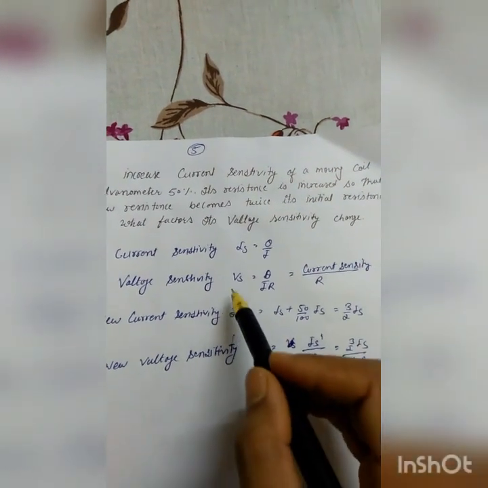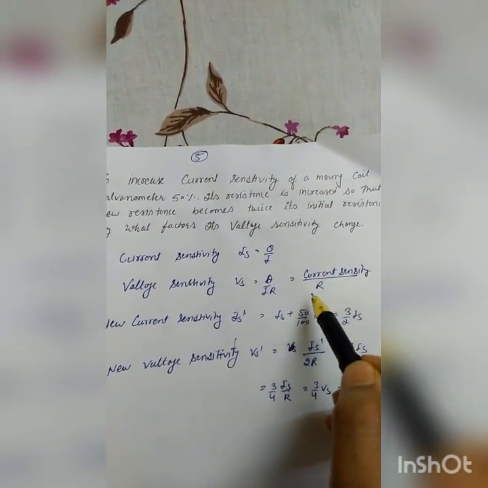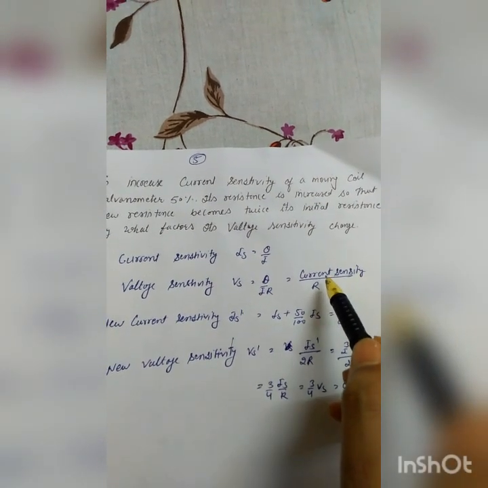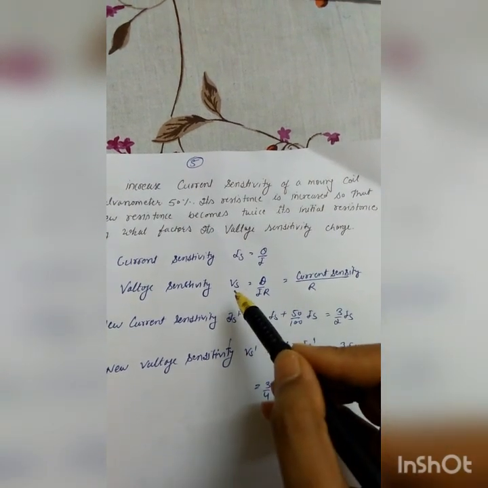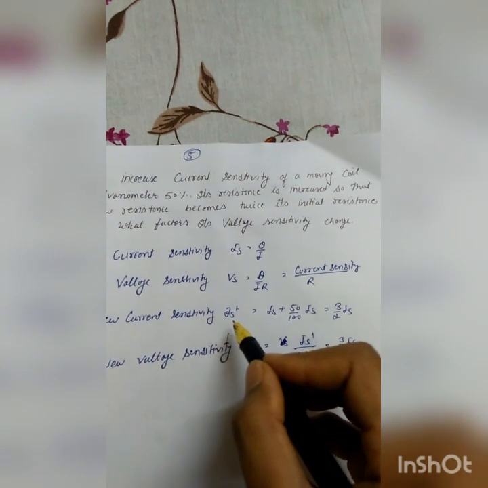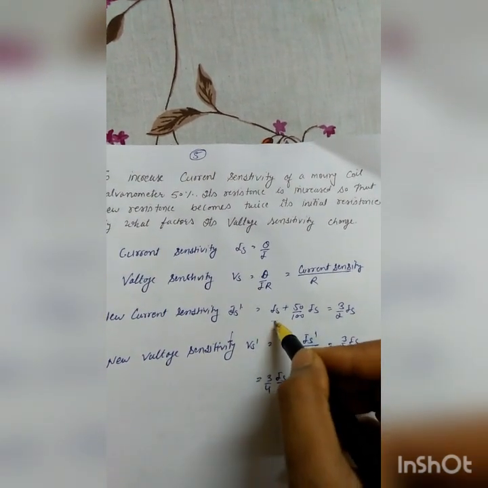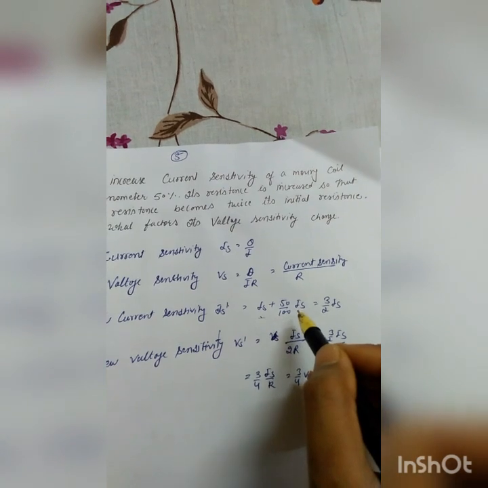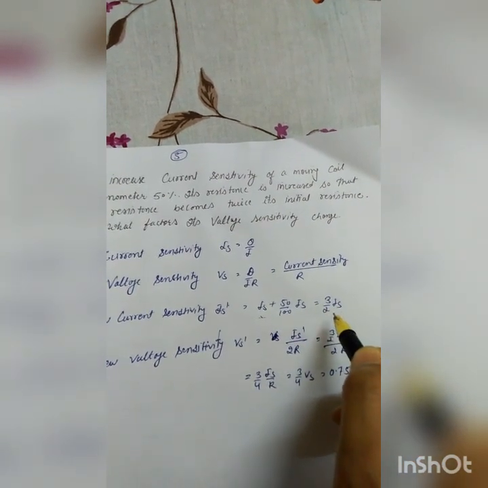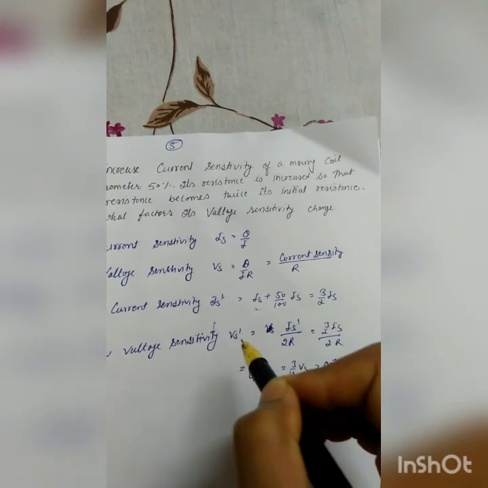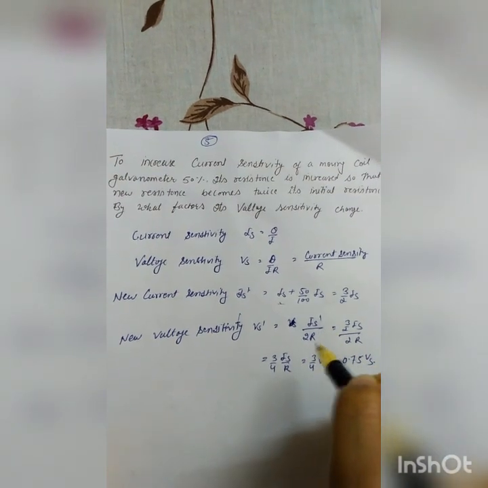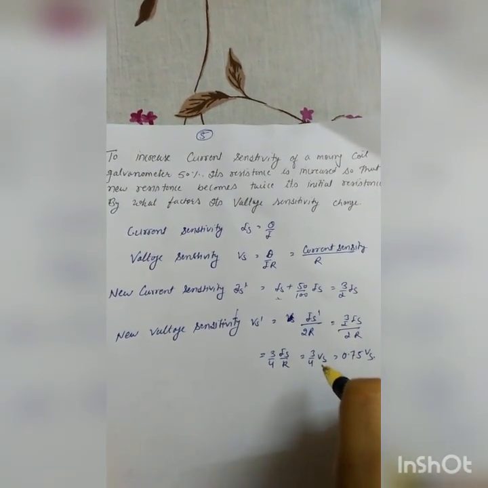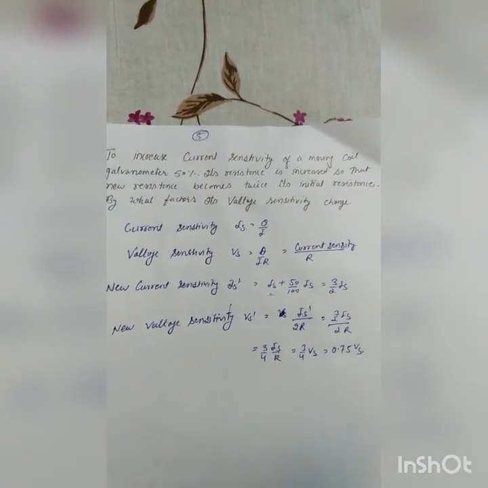We know that voltage sensitivity is equal to current sensitivity upon resistance. As current sensitivity is increased by 50%, the resistance becomes double. How does the voltage sensitivity change? Current sensitivity increased by 50% means IS, the current sensitivity, plus 50%, becomes 3/2 of the original current sensitivity. The new voltage sensitivity becomes IS dash upon 2R, which is equal to 3/4 into the voltage sensitivity, meaning 0.75 times the voltage sensitivity.